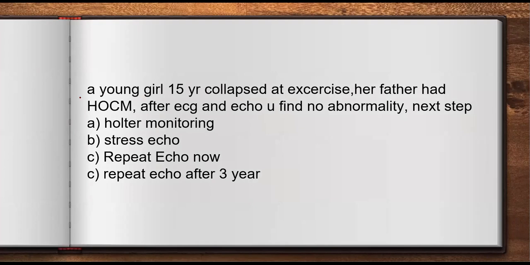Now the next question, again, this is a case of HOCM. I'm showing you how many questions can appear from just one topic. A young girl, 15-year-old, collapsed at exercise. Her father had HOCM. After ECG and echo, you found no abnormality. What is your next step to do? Now in here, you understand what you will do. You have already done an ECG and an echocardiogram. You did not find any abnormality. What should be your next thing to do?